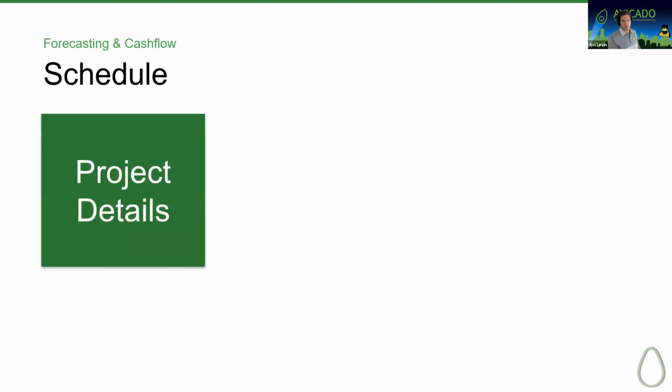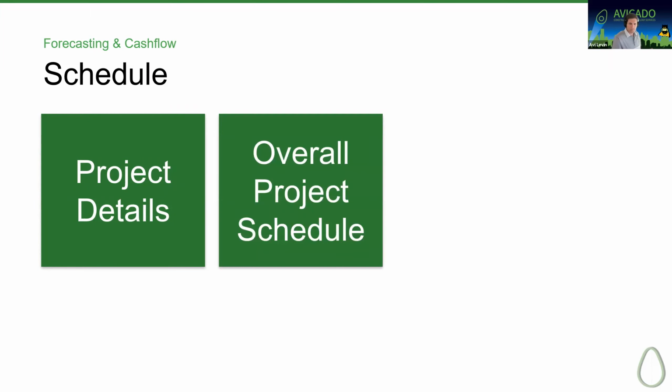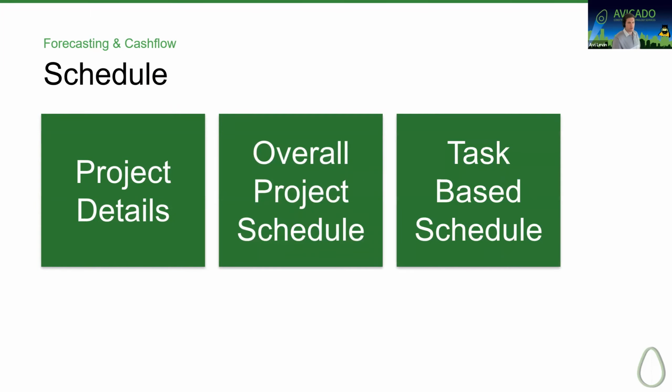The first way to do that is with project details, the second is the overall project schedule, or the most granular is the task-based schedule. So I'm going to show you how to do all 3 of these. The project details provides the biggest estimate, where when you dig into using an actual schedule module for these, you get a much better estimate. And then the most granular, most accurate would be a task-based schedule.